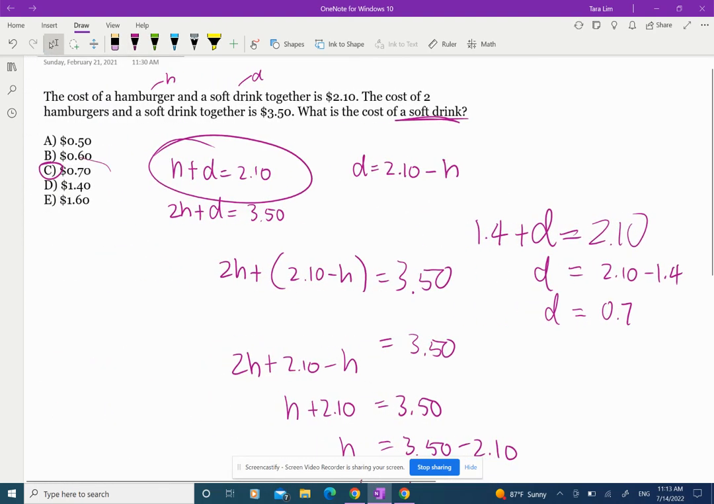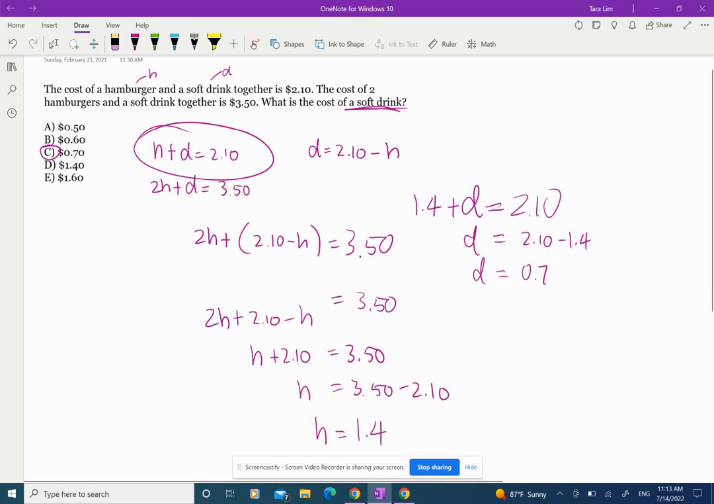And there you have it. We have the exact same answer. So that's how you solve this problem. Remember, the first step is to change words into equations, into math, and then you can use either elimination or substitution.